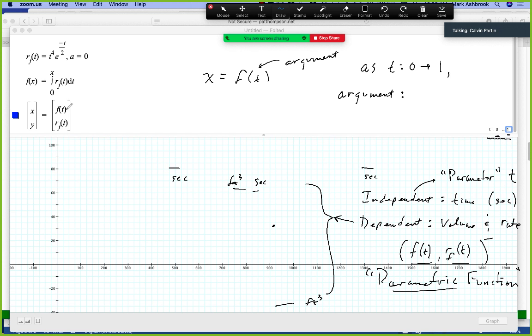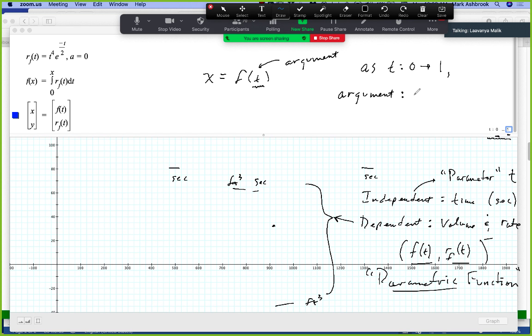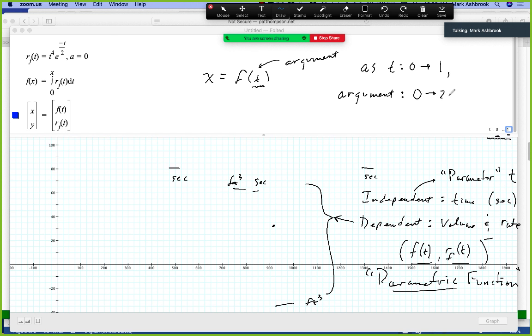Could you just do f of 20t? So we need the argument to do what? We want the argument to go from what to what as t goes from 0 to 1? 0 to 25? Yeah, sure. I had 20, but 25 is fine. So as t is changing from 0 to 1, we need what's inside the parentheses here to change from 0 to 25. And someone had a good suggestion.